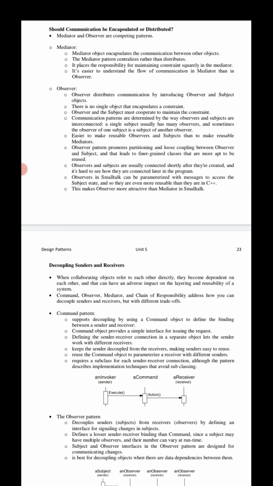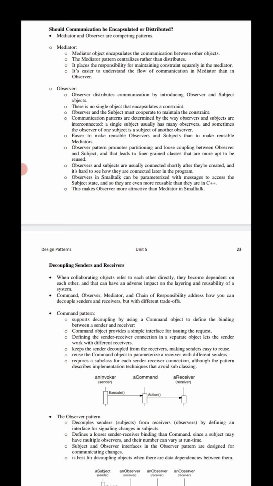The difference between the observer and mediator design patterns: the observer distributes communication by introducing observer and subject objects, whereas a mediator object encapsulates the communication between other objects. That is the main intent of the mediator and observer design patterns.